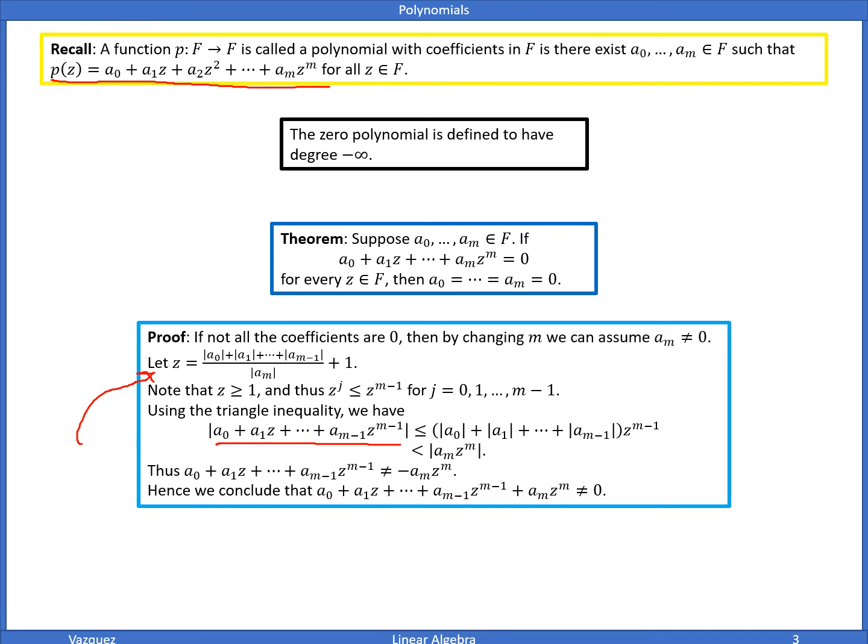So we can conclude that our polynomial indeed does not equal 0 by just sending this part over to the other side and equating it to 0. Therefore, we get our theorem here. So if it wasn't apparent, we use the proof by contrapositive here.